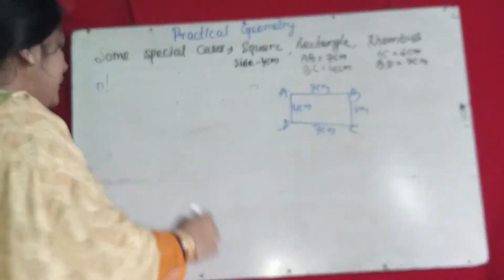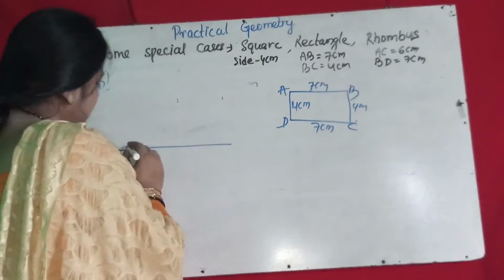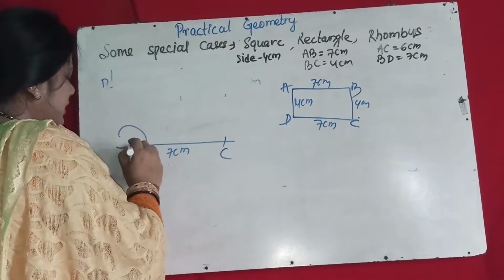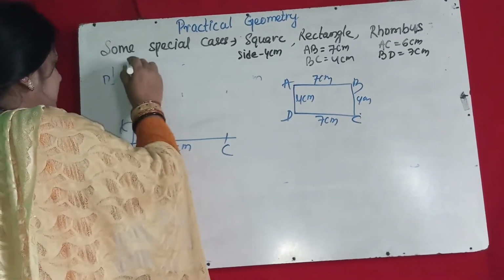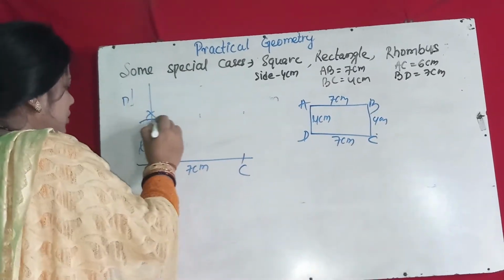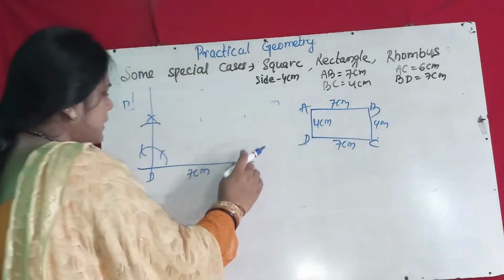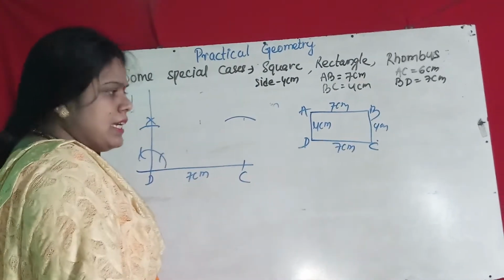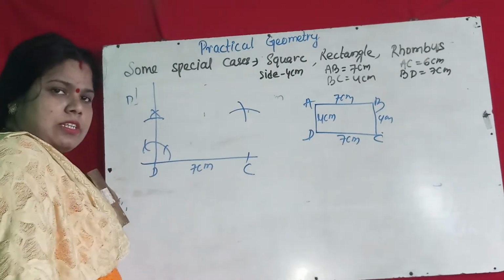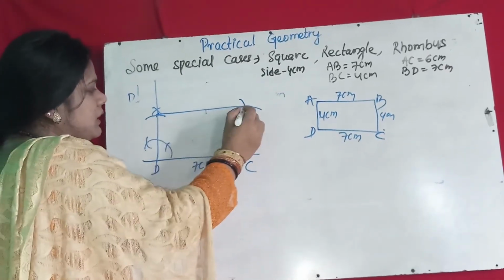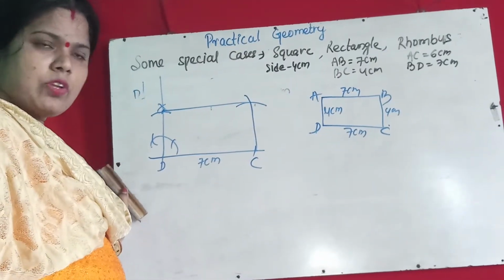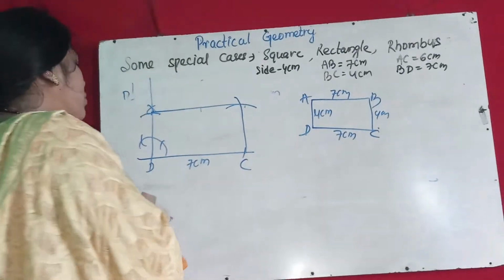Okay, so simply you take DC, suppose 7 cm, and draw a 90 degree. Take 4 cm with rounder, you draw an arc from D, again from C another arc of 4 cm, same thing. Then again take 7 cm, from this point you draw an arc, third step. Then you join these points, you get the required rectangle. Okay, same procedure. So then rhombus.